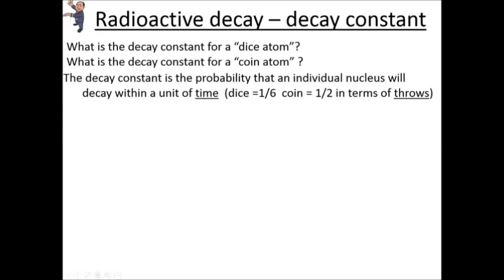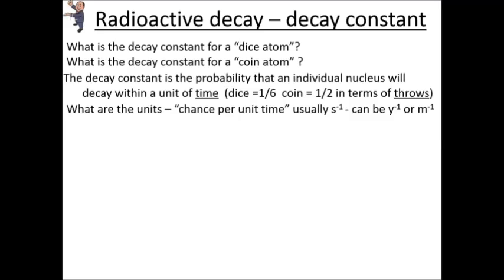Now, our problem with the dice and the coin is that we didn't just sit and look at the dice or sit and look at the coin and wait for it to decay. We had to throw it. And that's totally different to the idea of radioactive decay or nuclear decay. Obviously, this is going to happen in terms of time. So the longer that you wait, there's a greater chance that the particular nucleus is going to decay.